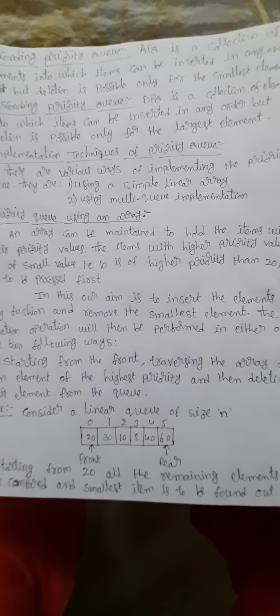Here we can insert the elements in any order, but the deletion will be possible only for the smallest element. That means if you want to delete an element, we have to pick the smallest element, then we have to delete that element. This is called the ascending priority queue.